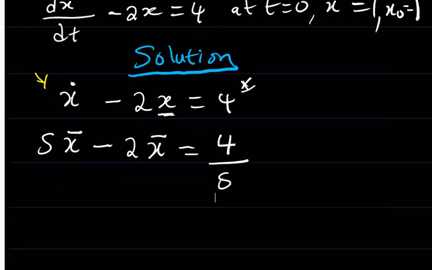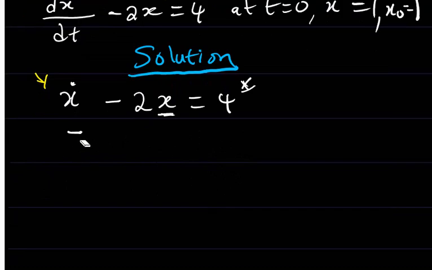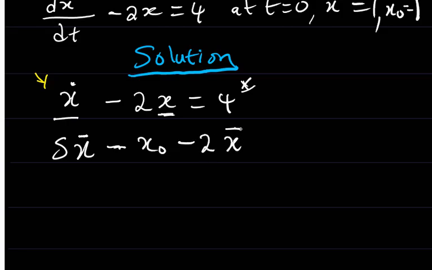Oh, please, I made a mistake. It's not complete. The Laplace transform of x bar is x bar. Then of course the x reduces to 0, and I have f of 0, which of course is x0. Then minus 2x bar, equal to the Laplace transform of 4, that is 4 all over s.